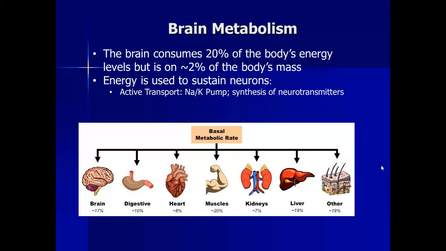Why? Because energy is needed to maintain resting membrane potential. Remember the voltage gated channels in the neuron, those are passive transport. But energy is needed to maintain resting membrane potential when neurons are not firing, and they're not always firing. And of course, energy is needed to synthesize a lot of neurotransmitter to facilitate the communications between neurons through synapses. So you have brain metabolism.